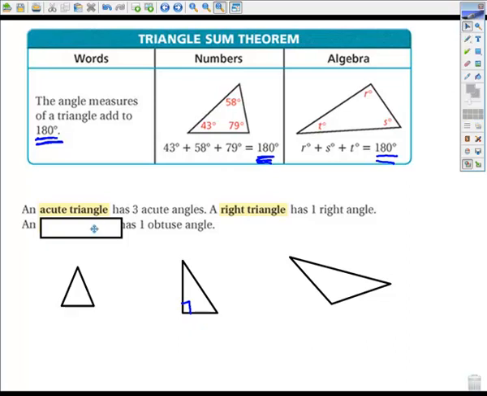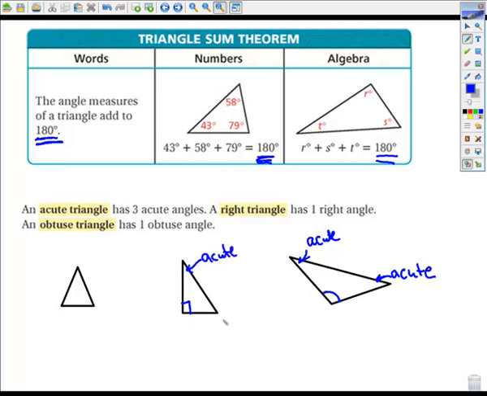And finally, a blank has one obtuse angle, and that would be an obtuse triangle. Here's an example of an obtuse triangle. Remember, the obtuse angle here has to be more than 90 and less than 180. So here's the obtuse angle, and then these two angles right here would both be acute. Same thing on the right triangle: you'd have one right angle and two acute angles.